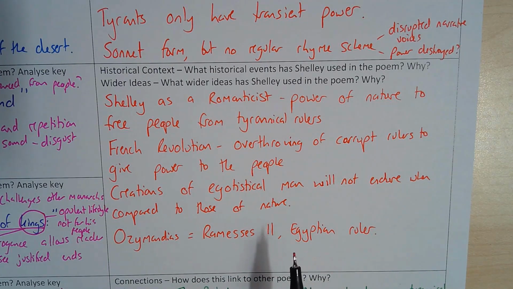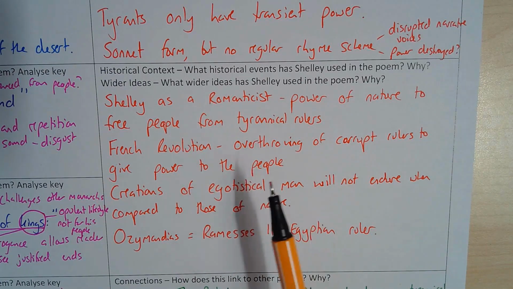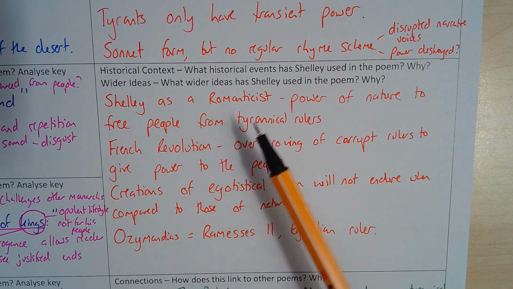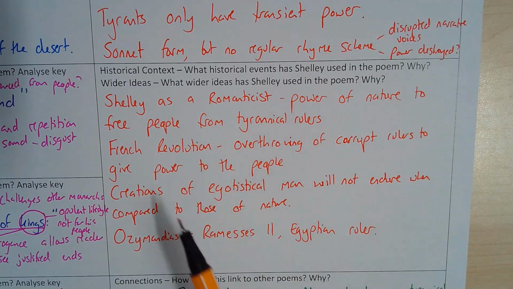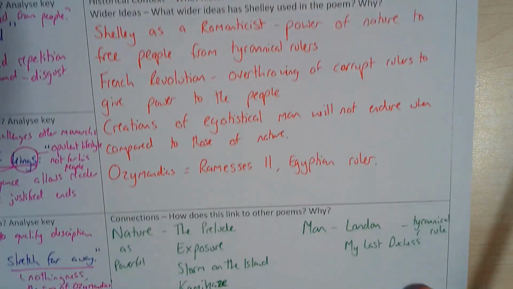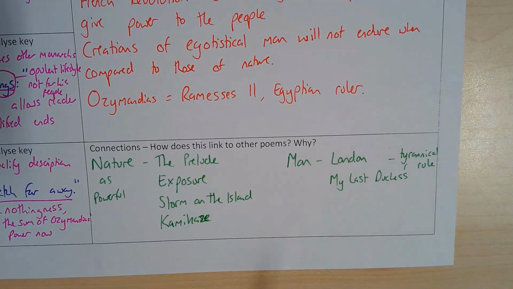And then some links to other poems here. So you've got extract from the Prelude. These ideas here, we've got nature as a powerful force. So in an extract from the Prelude, it's the mountain. Here it's the sands and the desert. Exposure, you've got the ice-east winds, the conditions being oppressive, and here you've got the sands. Obviously, interestingly, in Exposure, they're attacking the people, but in Ozymandias, they're attacking a corrupt ruler.